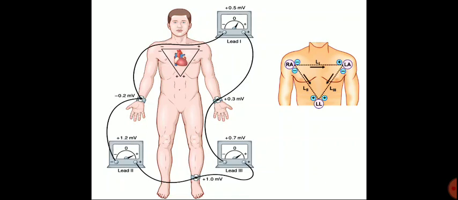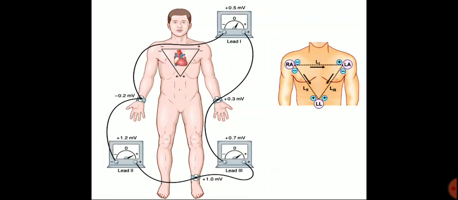While lead 3 is connected via the left arm, that is the negative terminal, and the left leg, that is the positive terminal. So again the current flows in the direction of the positive electrode. So this is the placement of the leads.